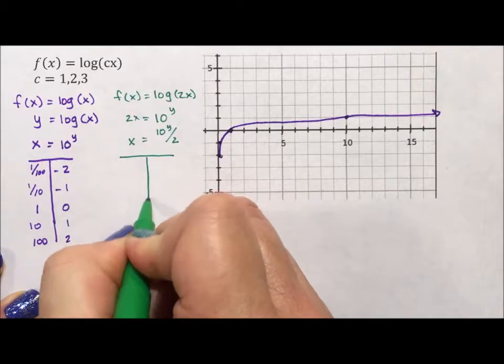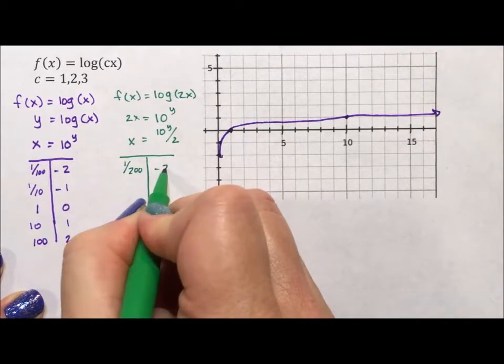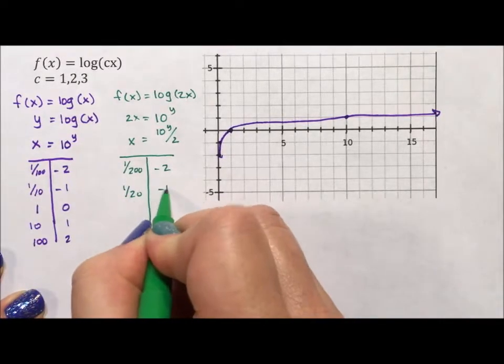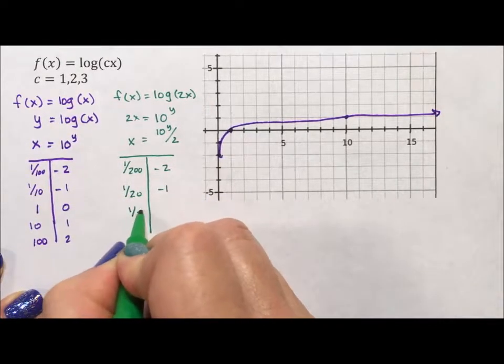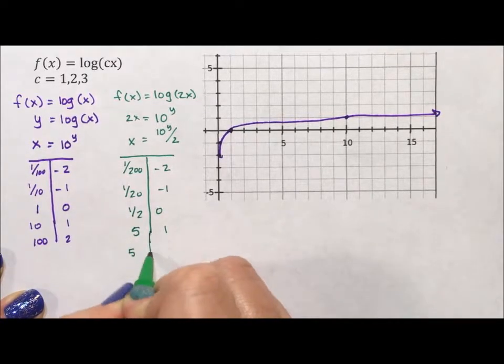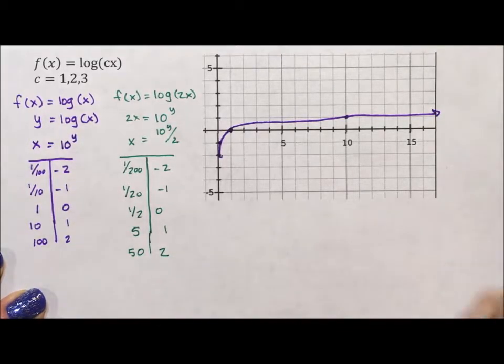So here, if I'm multiplying this by 1/2, I have 1 over 200 is -2. If I'm multiplying by 1/2, I have 1 over 20 is -1. If I'm multiplying by 1/2, it's 1/2 is 0, 5 is 1, and the 50 again is going to be off the graph at 2. And then I'm going to graph these.